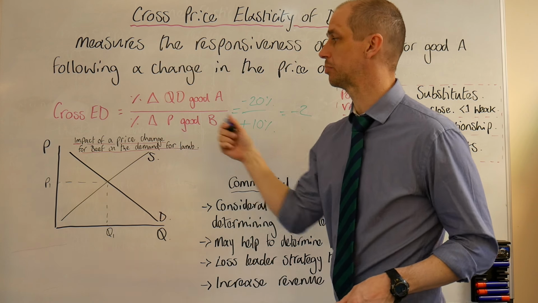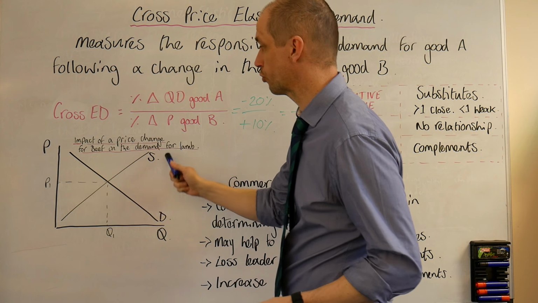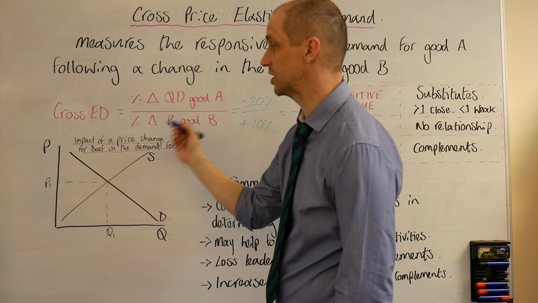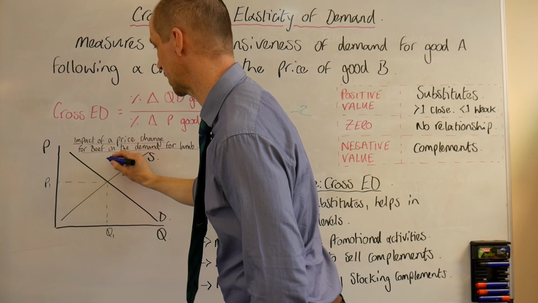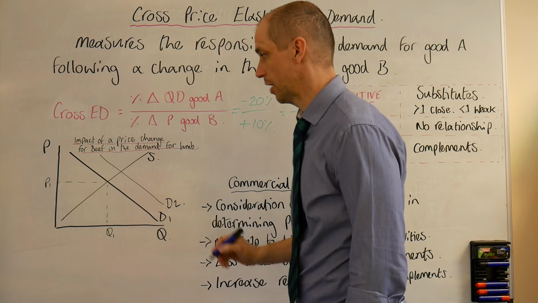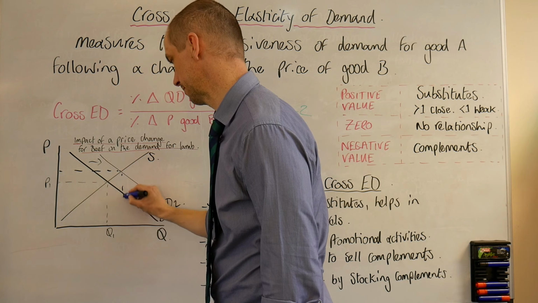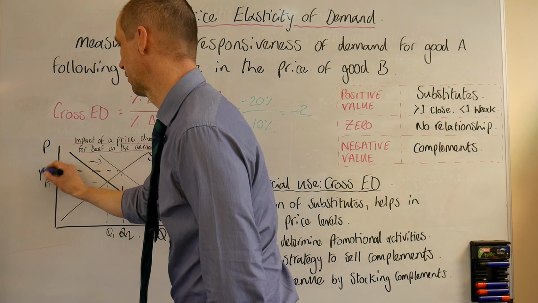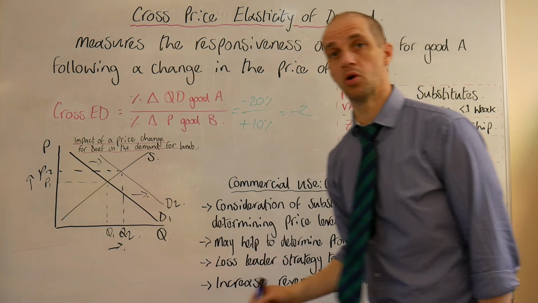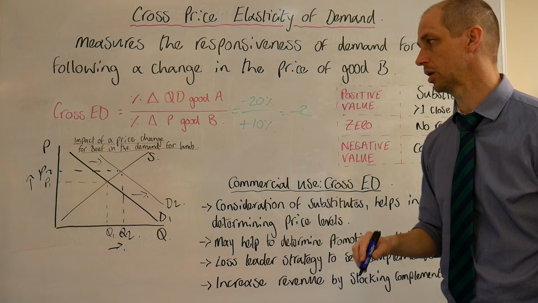Okay, so we've got the impact of a price change for beef on the demand for lamb. If there is an increase in the price of beef of 10%, then there may well be an increase in demand for lamb, and we can see that therefore demand rises for lamb up to P2 and Q2 in terms of the quantity demanded. So the equilibrium quantity demanded increases significantly in this case.